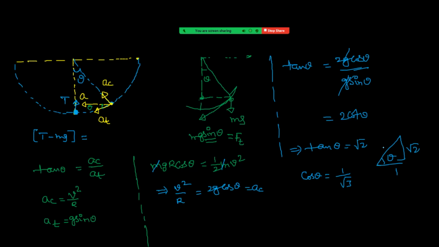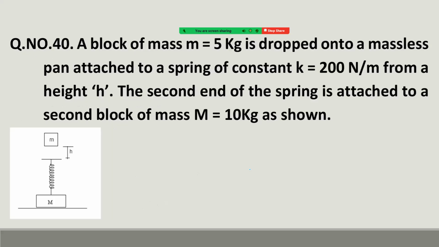Then cos value, how much? It is 1 by root 3. That means when the angle is cos inverse 1 by root 3, acceleration will be horizontal. Okay, let us see the next one.